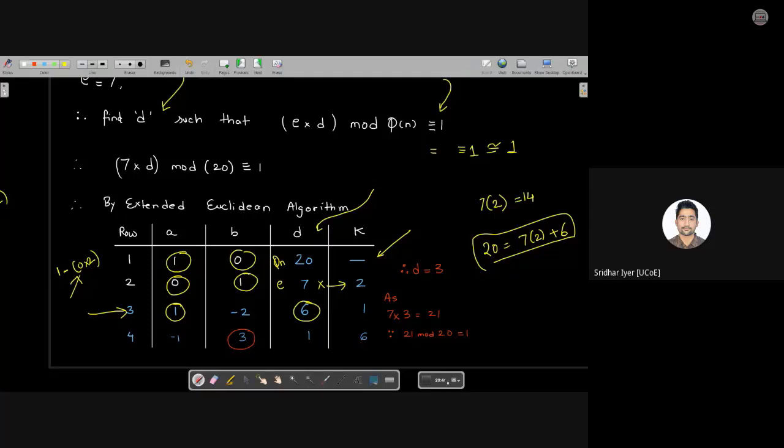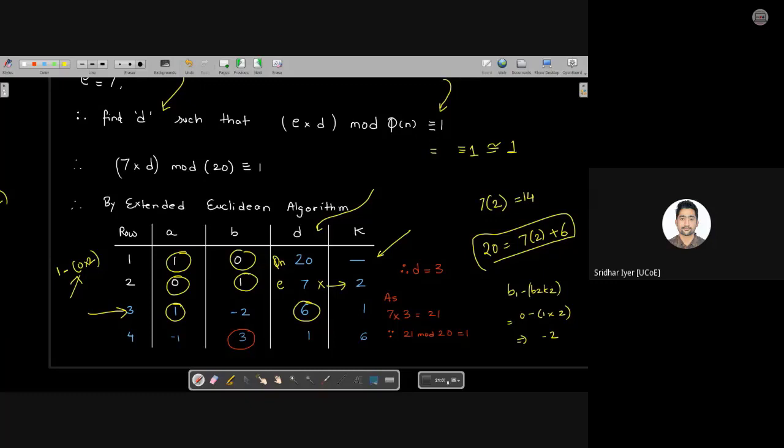Similarly, what about this minus 2? How did minus 2 come? Again, apply the same formula. This time it will be B1 minus B2 K2. What is B1? B1 is 0. What is B2? B2 is 1. What is K2? K2 is 2. So it becomes 0 minus 2, that is minus 2. Am I clear? Simple enough.